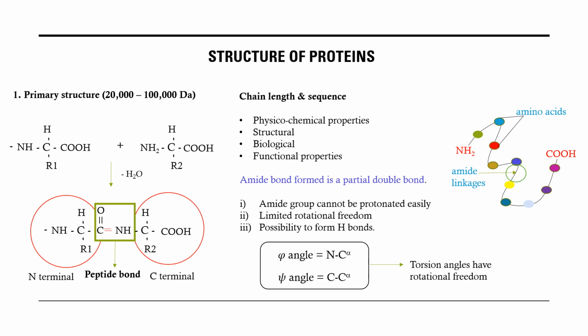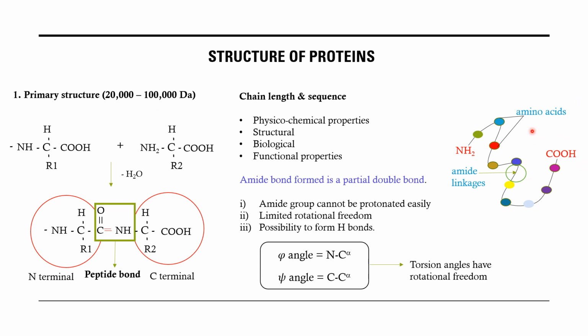In the last lecture, we looked at what amino acids are and their properties. Let's now discuss the structure of proteins. Proteins can be subdivided into four based on structure: primary, secondary, tertiary, and quaternary structures. Primary structure is also referred to as linear structure.